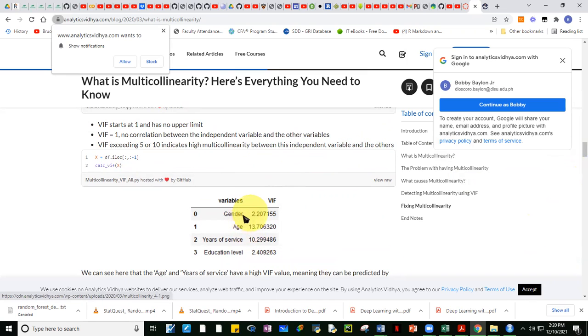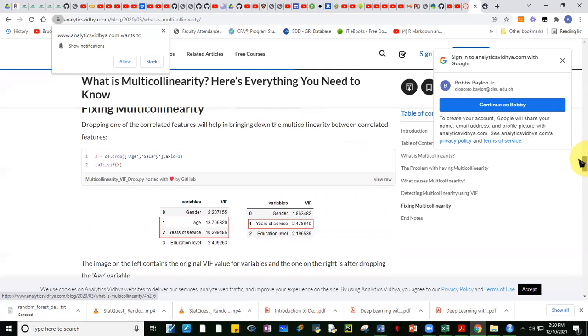Okay, so if we take a look at this, gender, 2.2. So, mababa lang, no? Pero yung age, guys, 13.7 yung VIF niya. Ibig sabihin, highly correlated dun sa ibang variables. Years of service, ganun din, 10.29. Education level, 2.4. So, may problema tayo dito sa dalawang to, yung sa age at saka years of service.